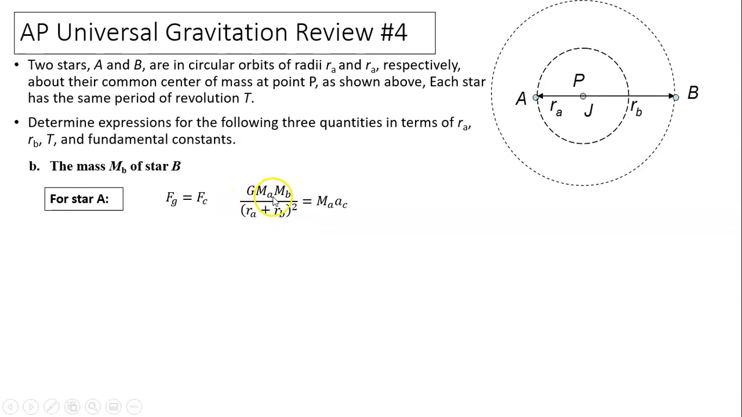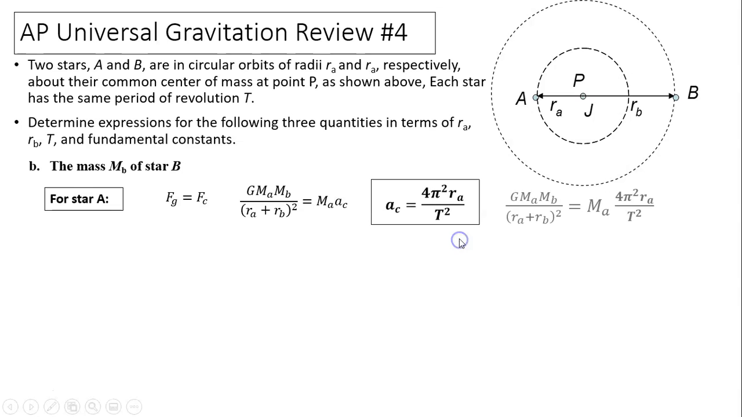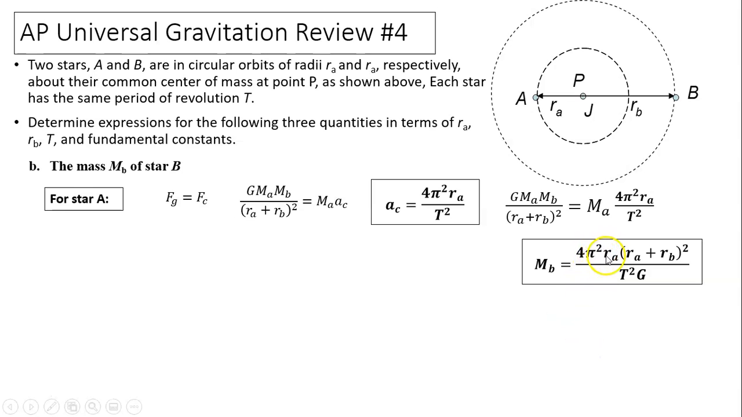Gravity is G M1 M2 over R squared. M1 is MA, M2 is MB. R is the distance between the two stars, which is RA plus RB. That equals MA times AC. We already know from the last question what AC equals, so we set the two equal to each other. From there, we can solve for MB. As you can see, you don't have to worry about MA in this equation because MA cancels out on both sides. So substitute AC in, you will have MB equals 4 pi squared RA times RA plus RB, the whole thing squared, divided by t squared times G.